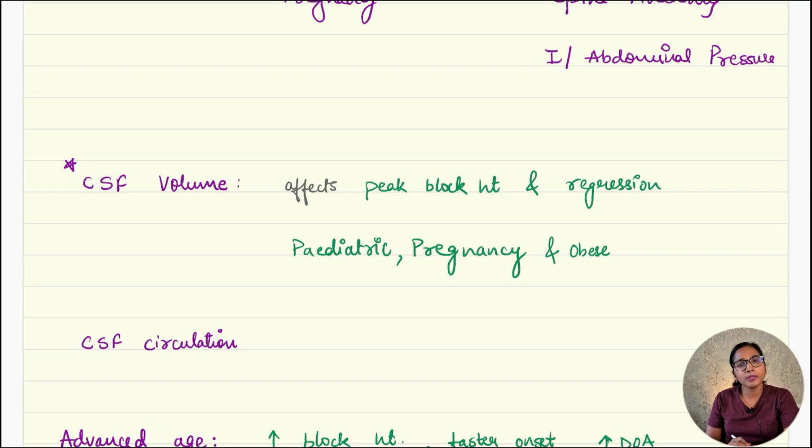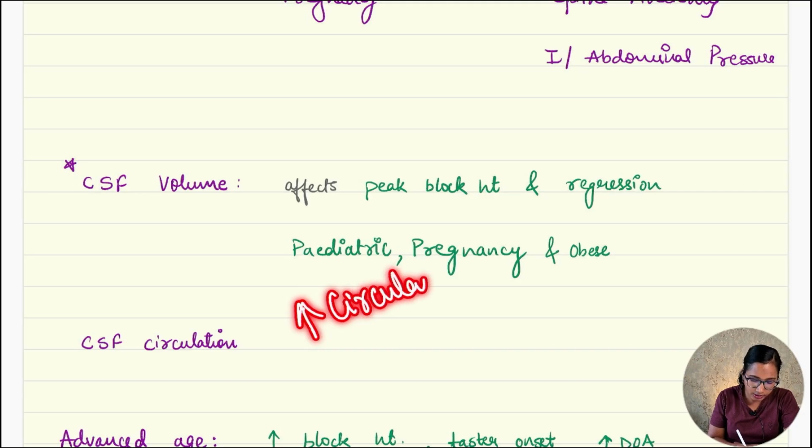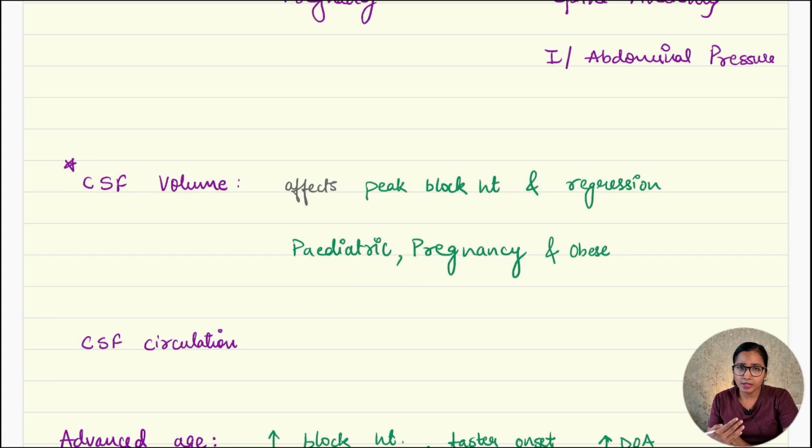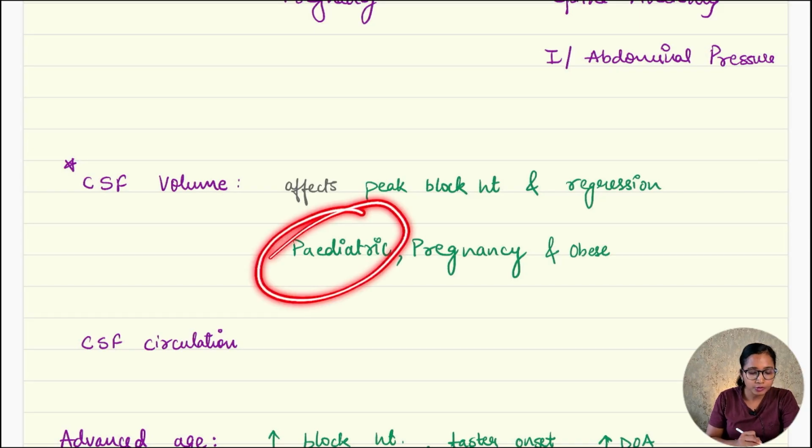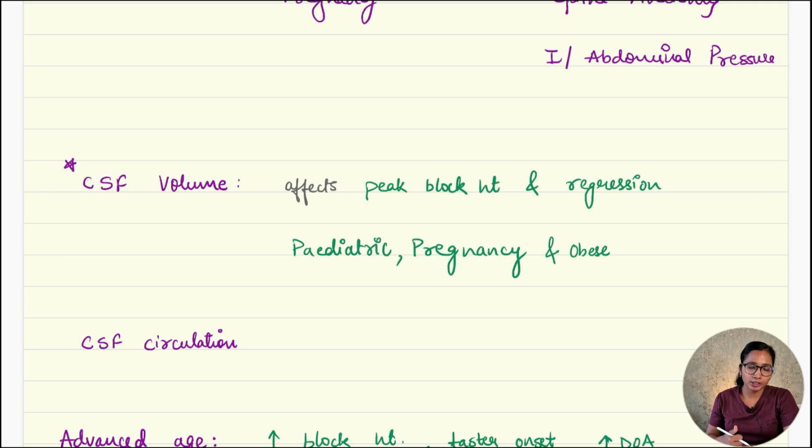As the volume per kg is much higher, the CSF circulation time in pediatrics is much higher, and that is why the drug gets circulated very early, absorbed very early and eliminated very early. So we have to give a higher drug dose in pediatric patients, and as the circulation time is very high, the regression of the block is very early in pediatric patients. So this was about pediatrics. Increased circulation time leads to early regression of block, and we need to give more drug as the circulation is more.